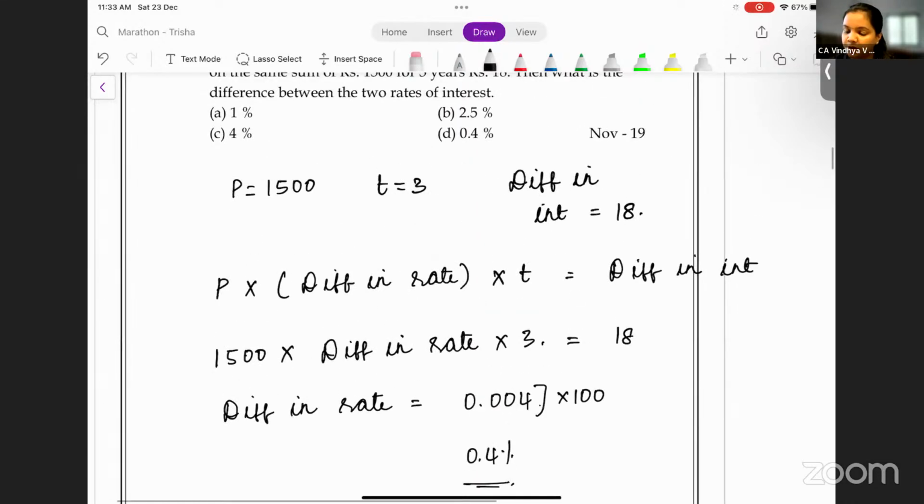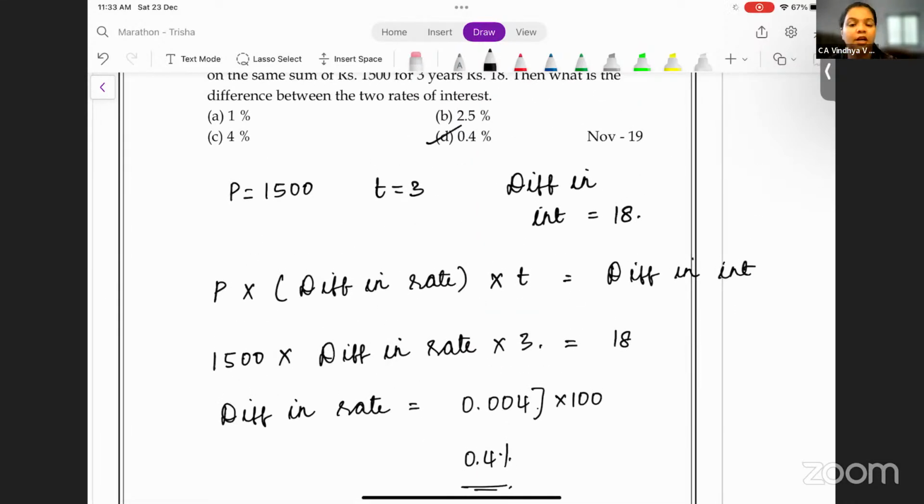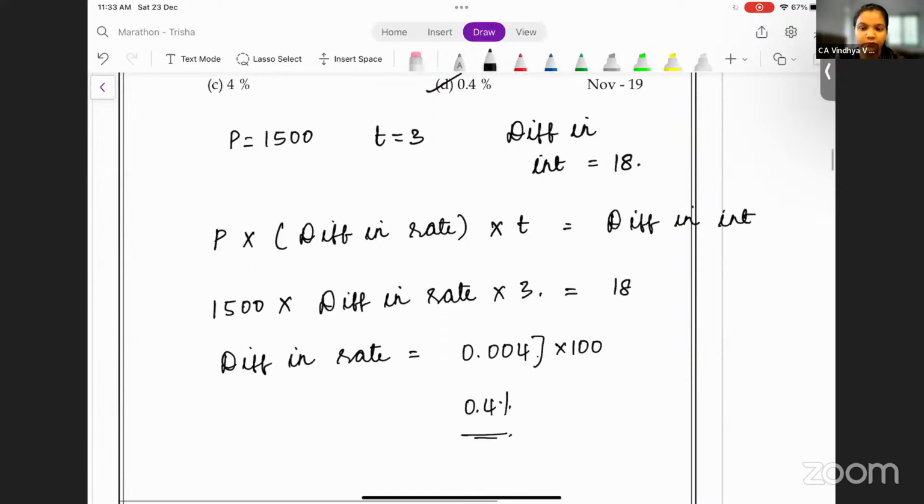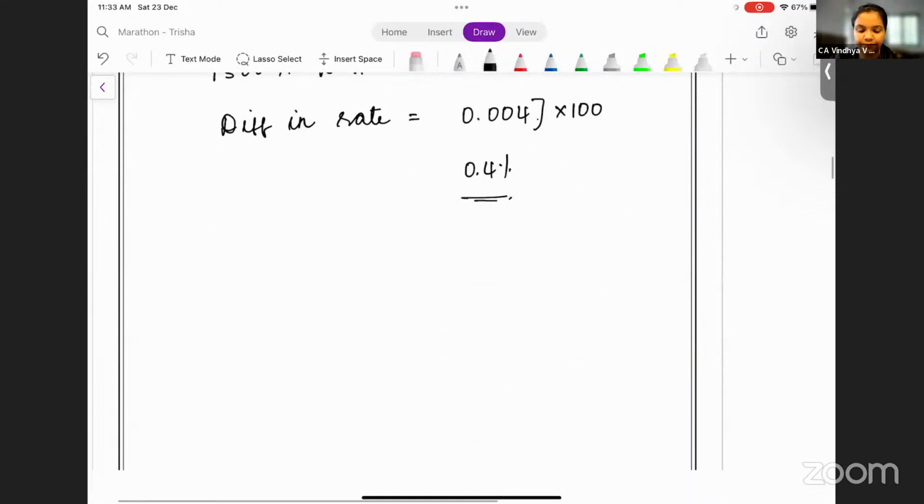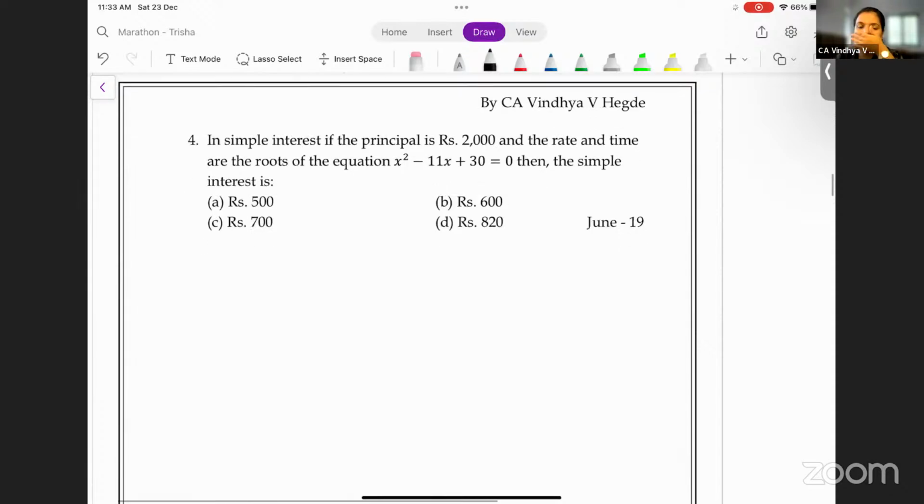Yes. I hope this is clear. So when there is one of the parameters that is difference, you can just apply this particular logic and solve. Only one parameter. If it is 2, you can't apply this logic and solve. You have to consider it separately and then get the answer. Okay, next question.